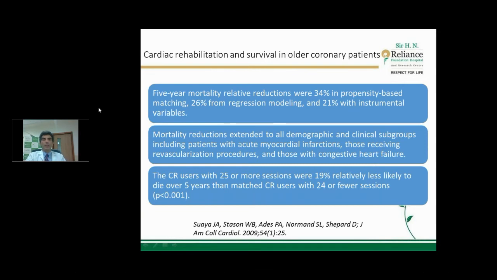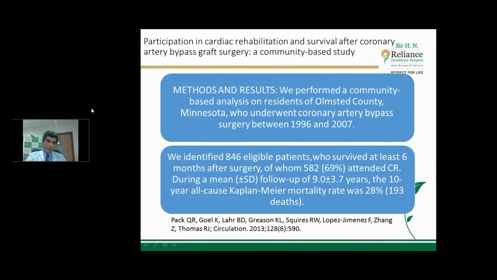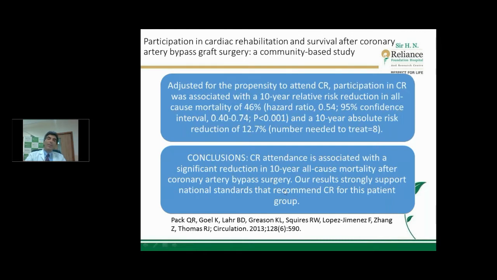Another one, again a US-based study, looked at those who had coronary artery bypass surgery between 1996 and 2007. There were 846 patients who survived at least 6 months after surgery, and about 69% of them had attended cardiac rehab. And this is what they found: cardiac rehab attendance is associated with a significant reduction in 10-year all-cause mortality after bypass surgery. So somebody did rehab only for 3 months, but even 10 years down the line, those effects were still there, and they reduced risk in the long run. Therefore, their results strongly support national standards that recommend cardiac rehab for this patient group.